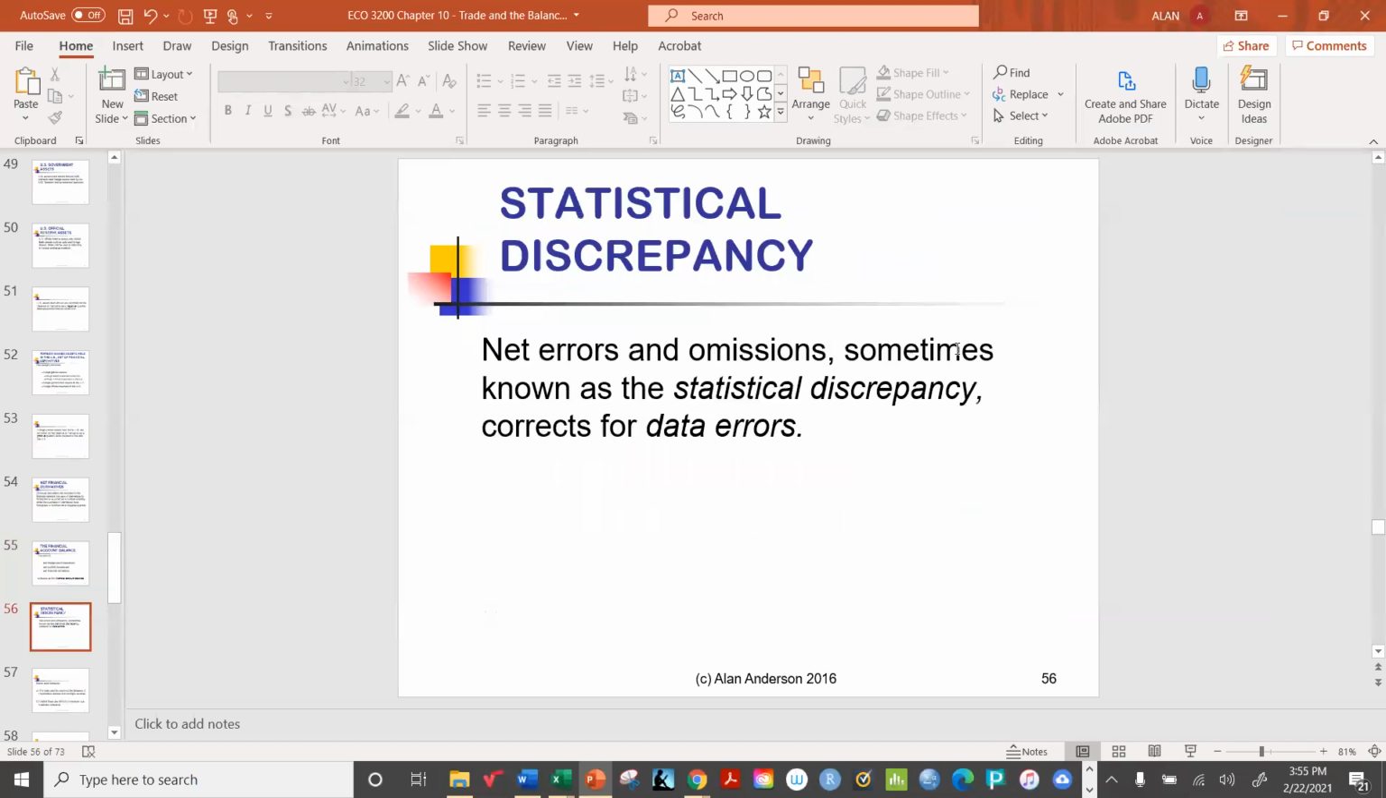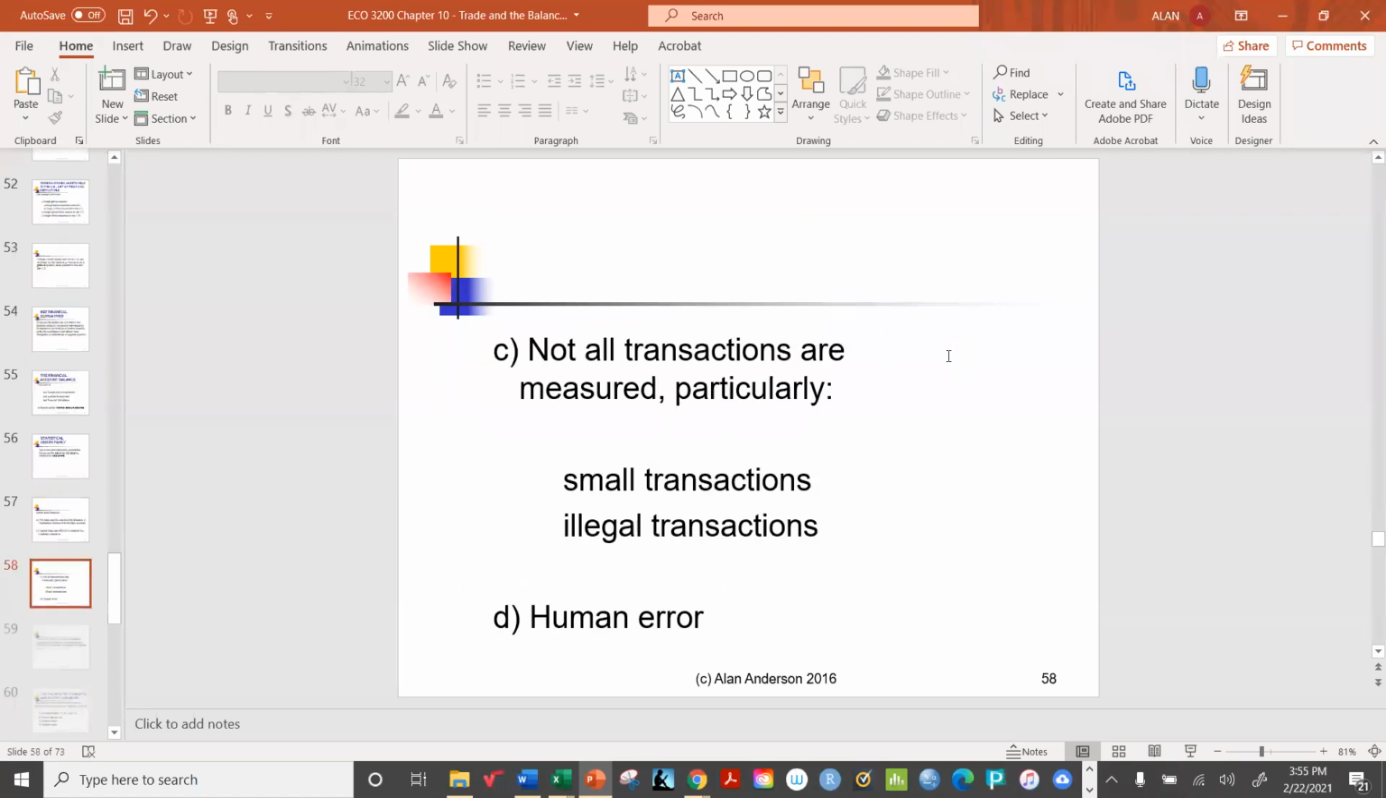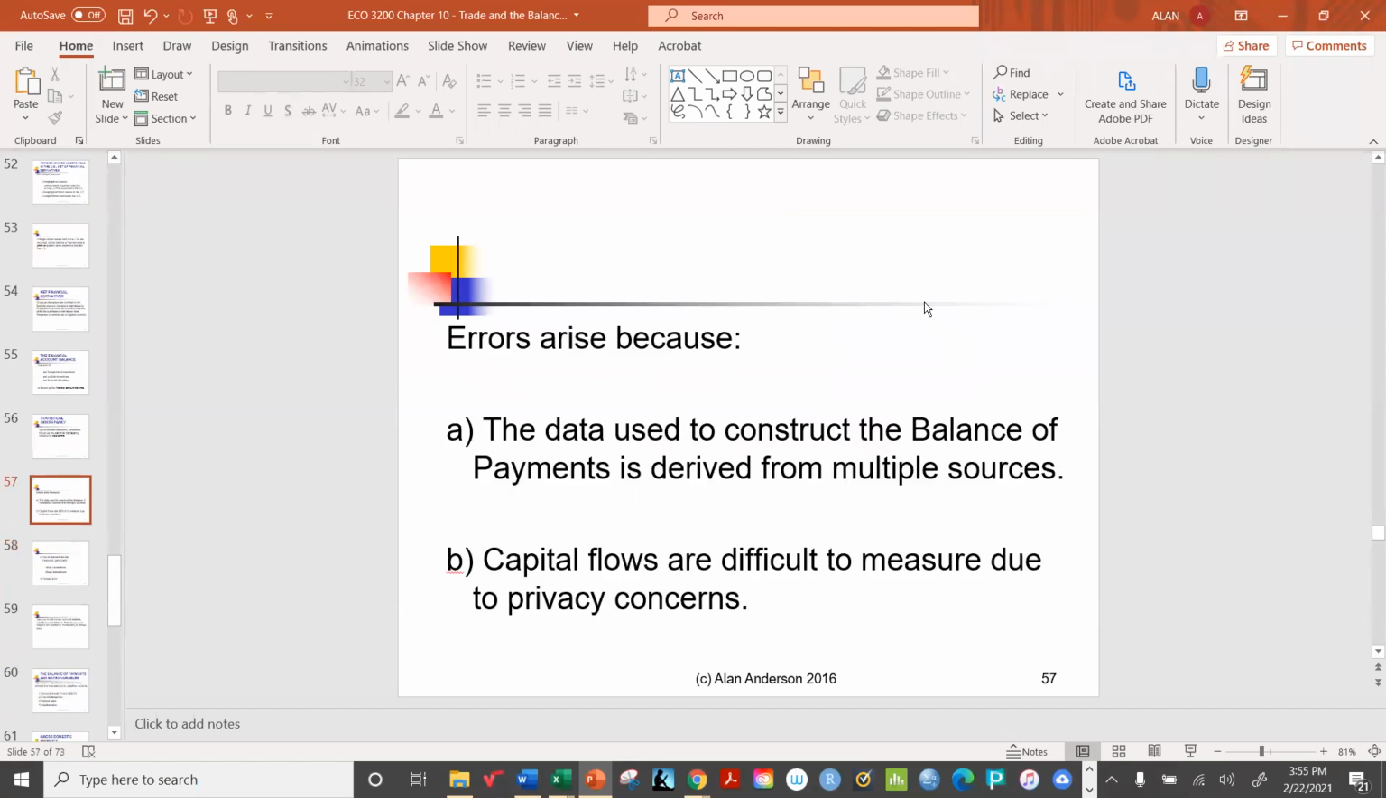All right, so anyway, and then of course our old friend, the statistical discrepancy is there because you know what's going to happen. There will always be problems, and so that's there to represent whatever's missing. And why does this happen? Well, first of all, the data that they use to construct the balance of payments comes from different sources throughout the world. Sometimes it's hard to measure capital flows because of privacy issues. Maybe people don't want to admit it when they've been buying foreign bonds. Who knows?